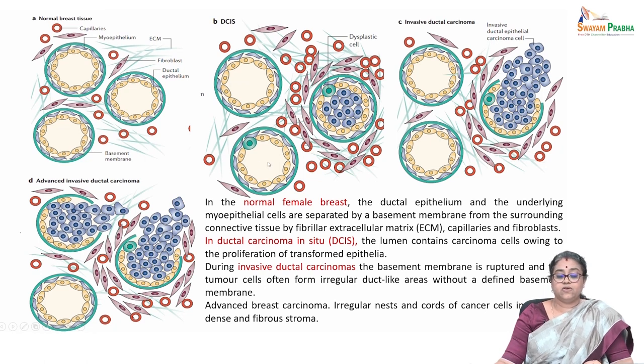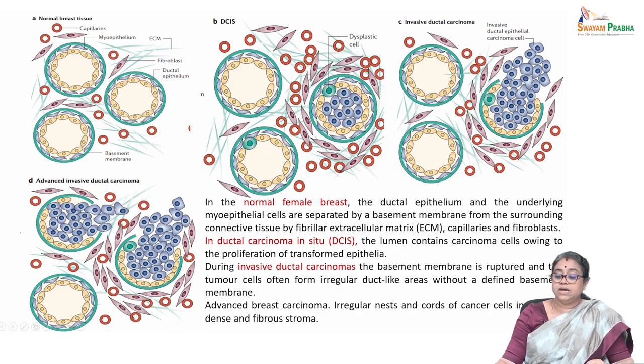Now, what happens in case of ductal carcinoma in situ, that is DCIS, where in situ means within the tissue? It has still not breached the basement membrane, but there is a cancer formation which has got initiated. In DCIS, the lumen here, the blue cells, are the carcinoma cells. They have started proliferating, and there is a proliferation of the transformed epithelia. Once this is happening, all these fibroblasts have become activated. So you have an increased number of fibroblasts and an increased number of blood vessels as well, which will start supporting these dysplastic cells to grow further.